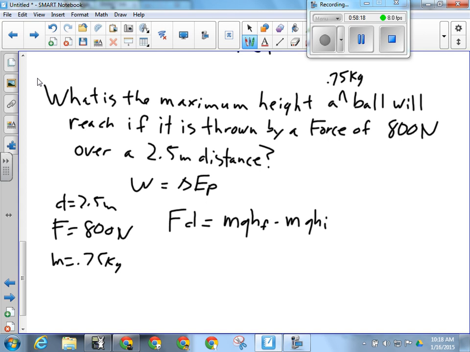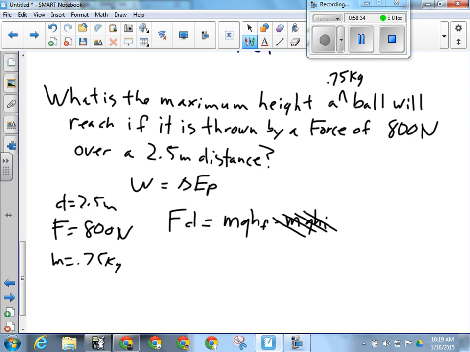What should I assume it is? Zero. Okay, and we're assuming the person was on the ground when they threw it. So we're going to say their initial height was zero. I would not leave that ambiguous on a final exam. I would outright say from the ground, so you knew it was zero. All right, so I'm trying to solve for HF.